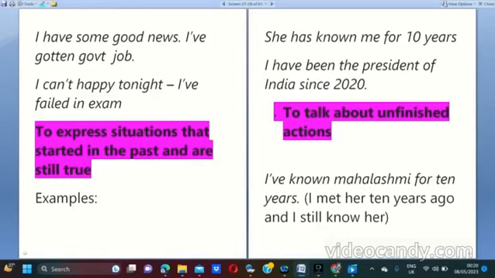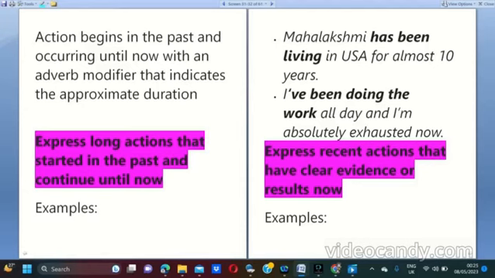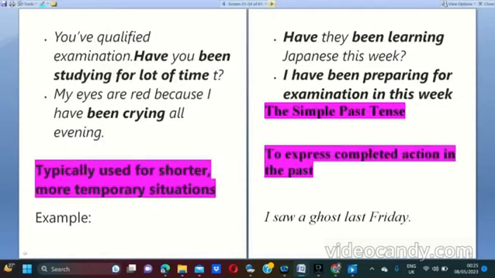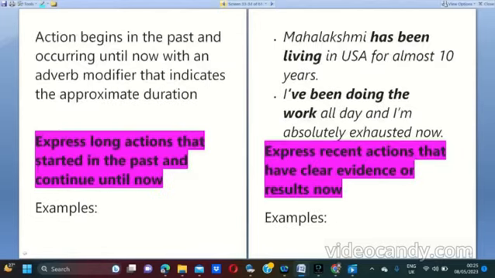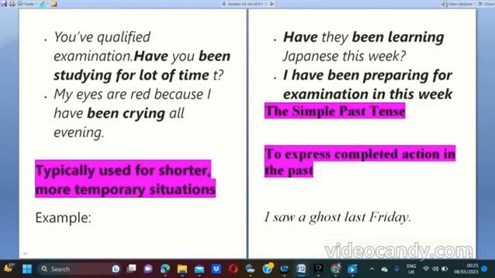I have been doing work all day and I am absolutely exhausted now. Next condition: express recent actions that have clear evidence or result now. This tense is useful to express recent actions that have clear evidence. We see one example. What are those clear evidences? You have qualified the examination. Have you been studying for a lot of time? You have qualified is the result. To talk about evidence, we can use present perfect continuous tense. Have you been studying for a lot of time?